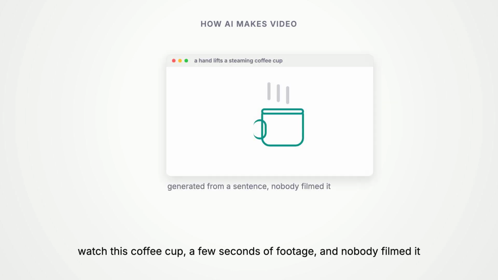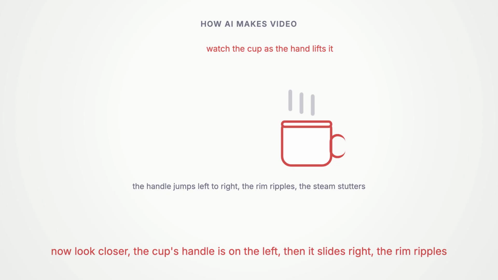Watch this coffee cup. It sits on a table, steam curling up, a hand reaches in to lift it. A few seconds of footage and nobody filmed it. No table, no cup, no camera. You typed a sentence and a machine painted the whole scene into motion. Now look closer at where these things break because the flaw tells you everything.